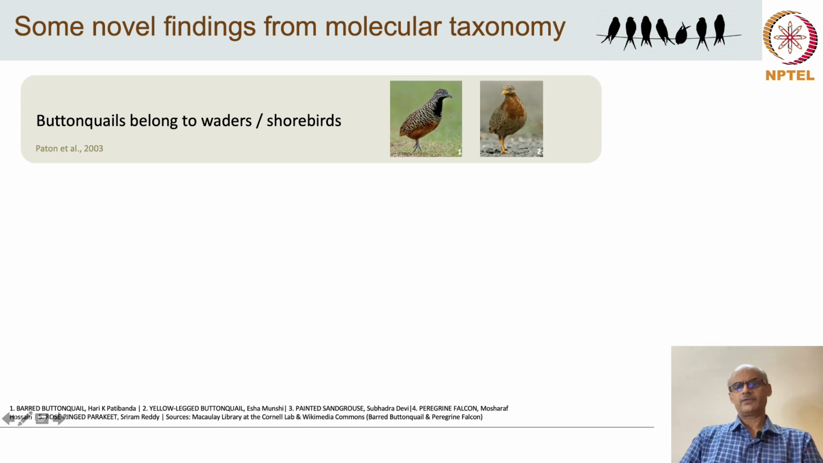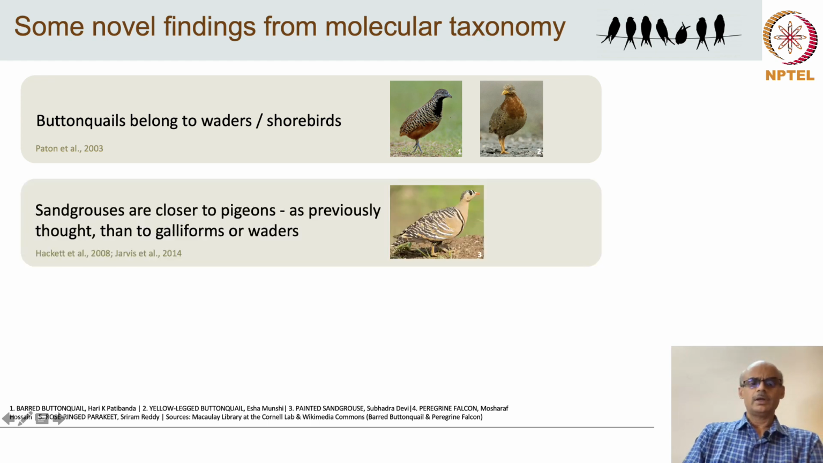Then comes the button quail. For a very long time, the button quail's taxonomic position was hotly debated. They look like quail, but they were put under the Gruiformes, the cranes, rails and crakes, because they possess three toes. The hind toe, hallux, is absent in button quail. But molecular taxonomy clearly reveals that button quails are basal to all the other waders or shorebirds, though they are not exactly wetland birds; they are birds of the open dry grasslands.